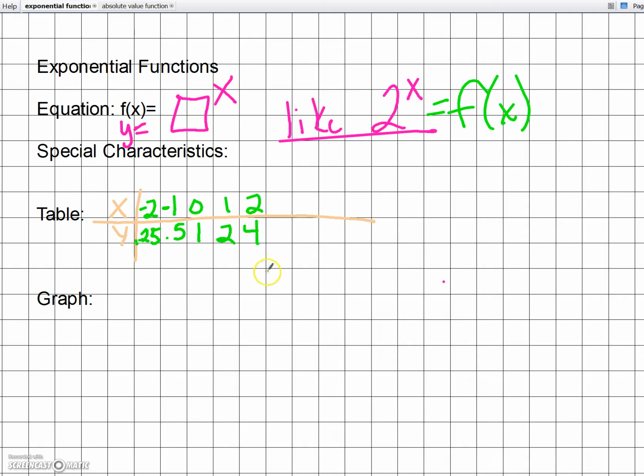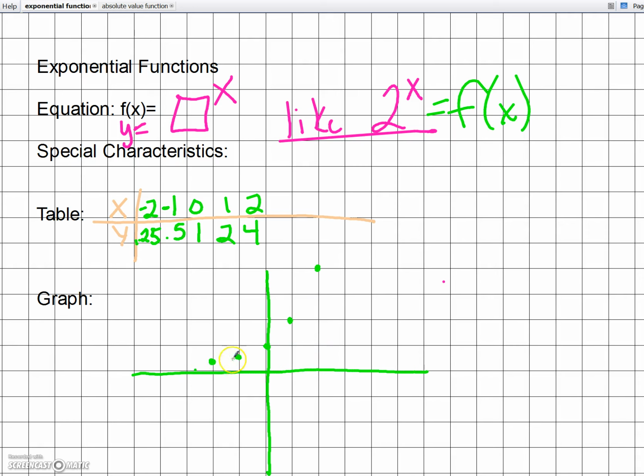So what would our graph look like? Okay, I'm going to go ahead and graph it. Remember to do your best on these. We go -2, and it's 0.25, -1 and a half, 0, 1, 1, 2, and then 2 all the way to 4.